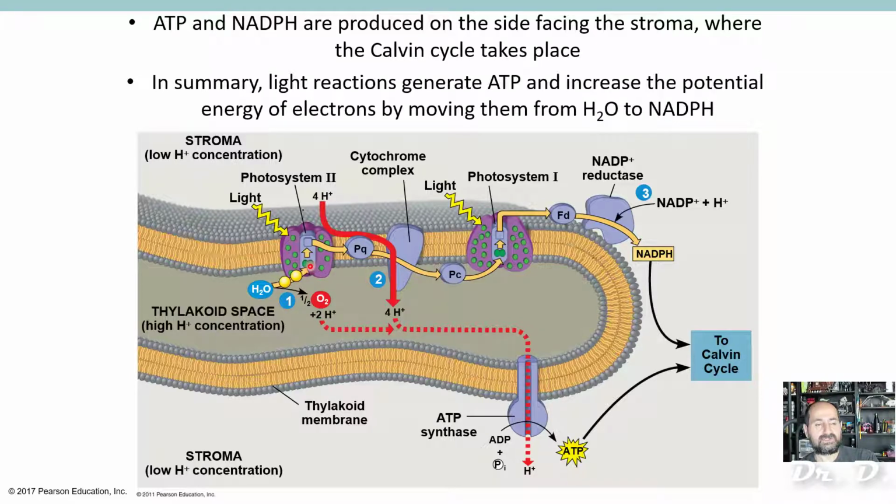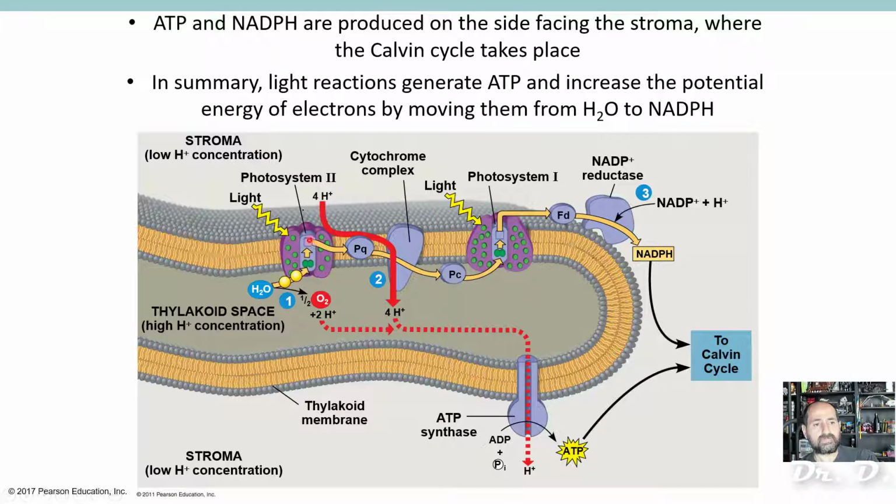P680 switches to a negative E sub O, or standard reduction potential, releasing the electrons to the primary electron acceptor. Those electrons follow the yellow arrows. The electrons go through PQ, plastoquinone, through cytochrome complex, PC, plastocyanin, and to photosystem 1, to the central chlorophyll pair on photosystem 1, which is called P700, okay?